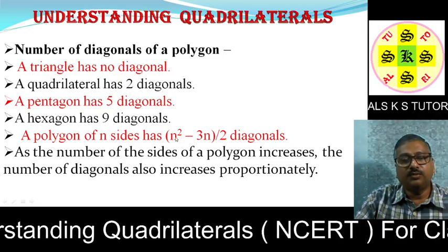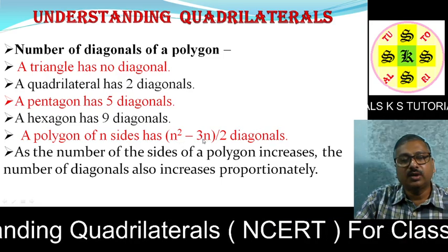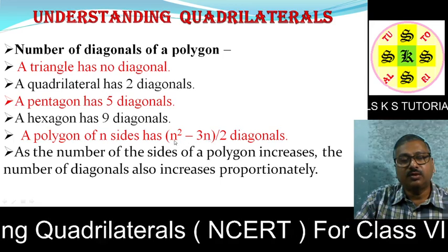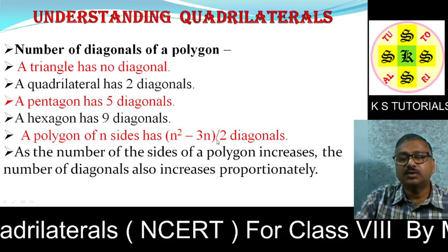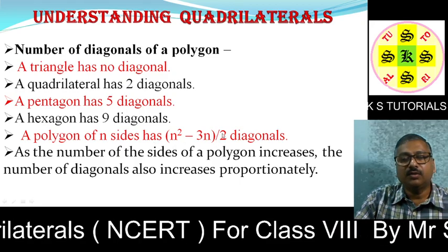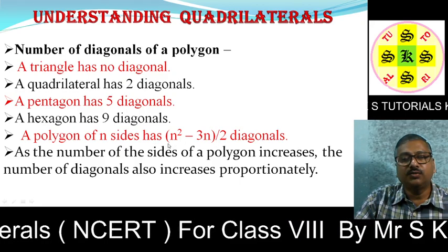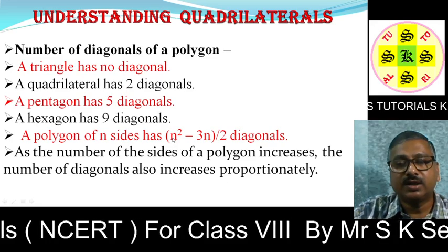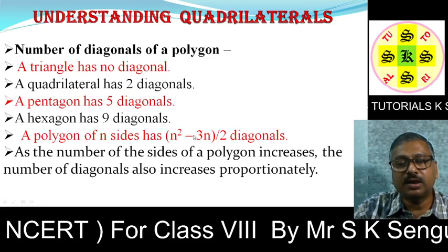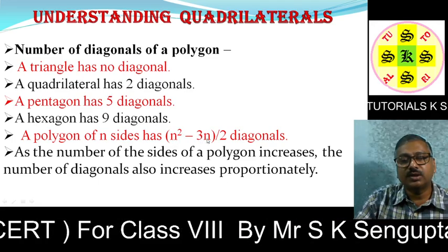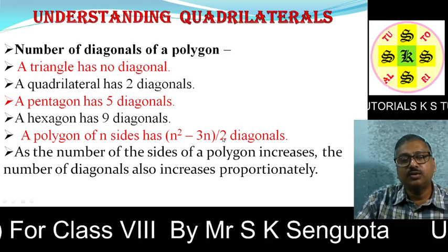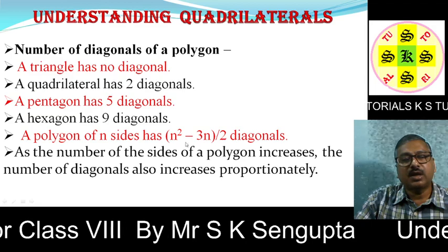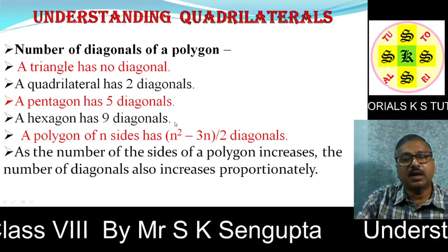Now if we put 5, 5 squared is 25, minus 3 into 5, 15, 25 minus 15 is 10, 10 divided by 2 is 5. So a pentagon has 5 diagonals. Similarly if we put n equal to 6, 6 squared is 36, minus 3 into 6 is 18, 36 minus 18 is 18, divided by 2 is 9. So a hexagon has 9 diagonals.